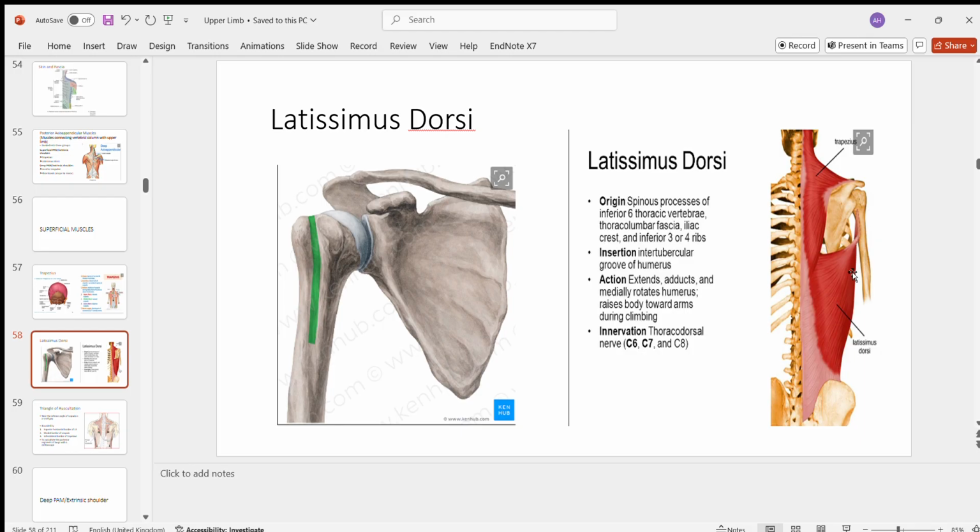Actions of latissimus dorsi are the extension, abduction, and medial rotation of the humerus, and it helps in raising the arm above the horizontal plane. So it helps in overhead abduction. This muscle is also called the climbing muscle or the swimmer's muscle. It helps in climbing and swimming. The innervation or the nerve supply of this muscle is the nerve to latissimus dorsi or the thoracodorsal nerve having root value of C6, C7 and C8.